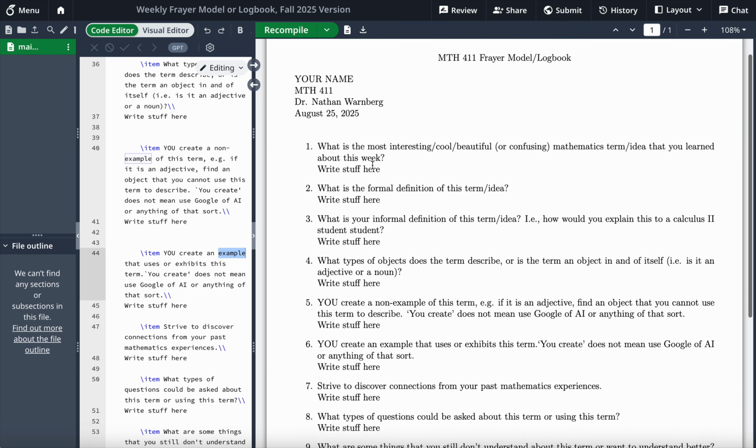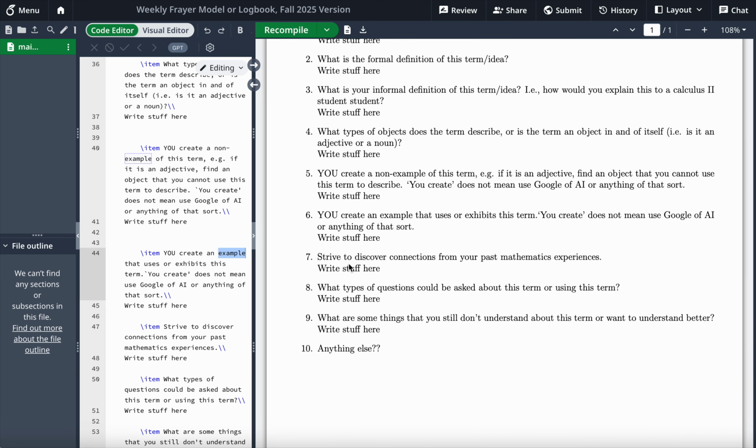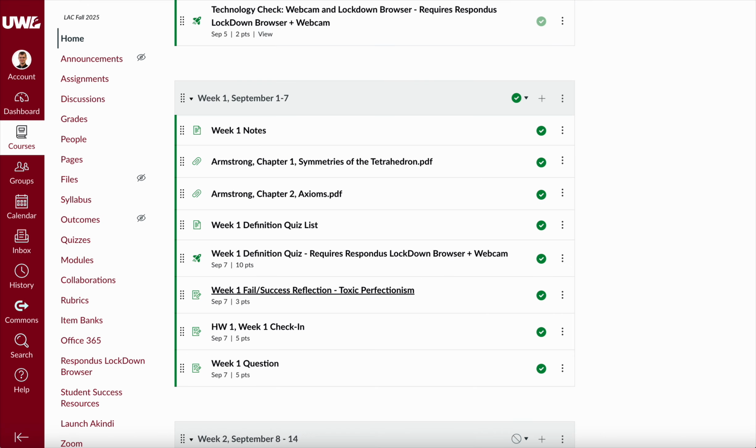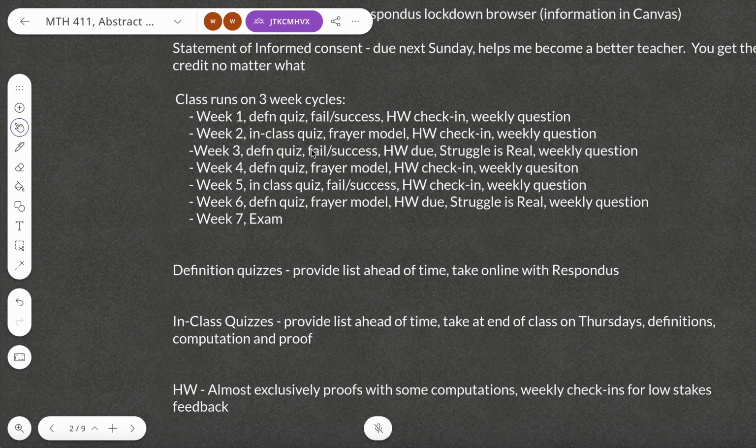This might take a little longer than the fail success reflection, maybe like 40 minutes to an hour, depending. But that's due every even week, essentially, right? It'll be fail success, Frayer model, fail success, Frayer model, fail success, Frayer model, and so forth. And then week 2, again, we have the homework check-in, weekly question, pretty standard.